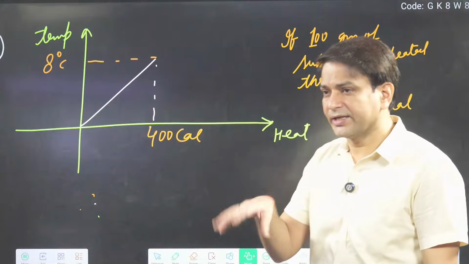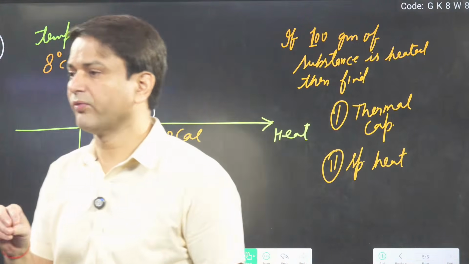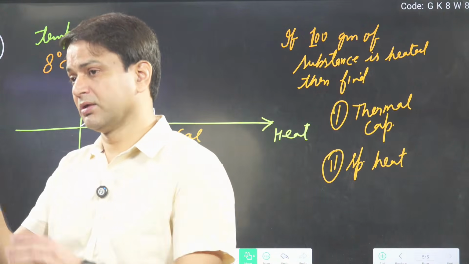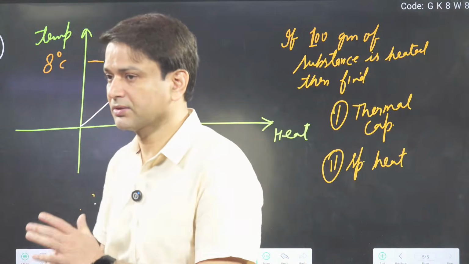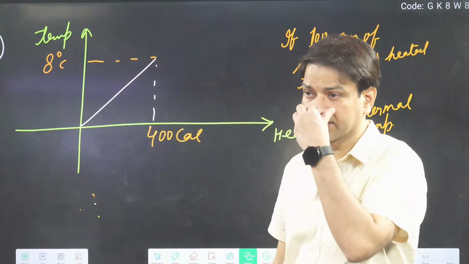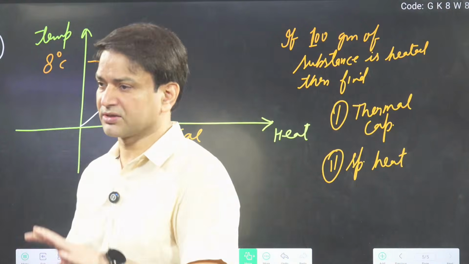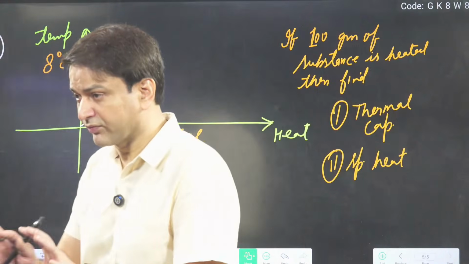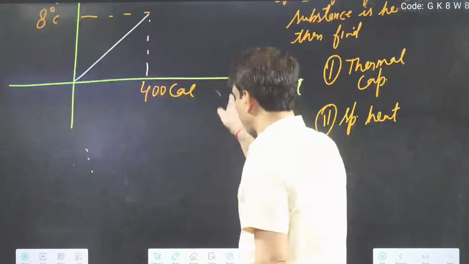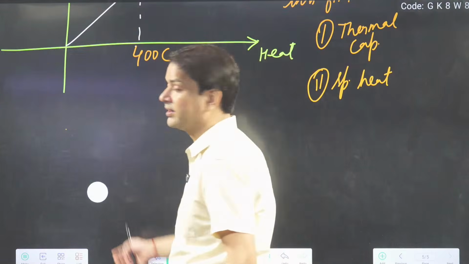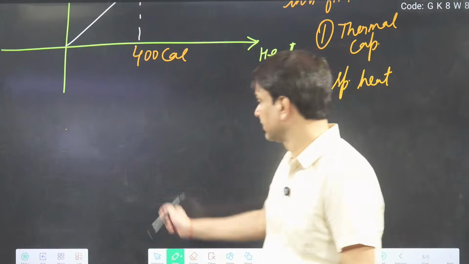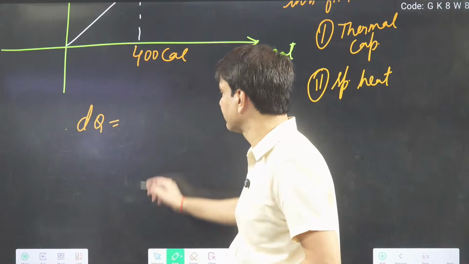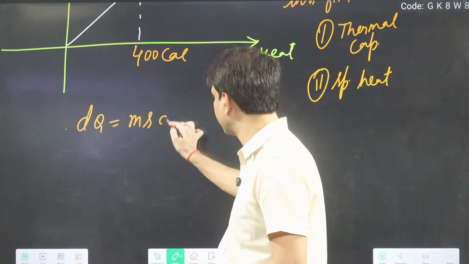When I'm plotting the heat on the x-axis and the temperature on the y-axis, everybody has to know what the slope will represent in this, which quantity. Suppose I plotted the graph between heat and temperature and I'm getting a straight line. Then the slope represents which quantity, that we have to know. So for a small heat, I can say dq. dq is small heat. For the small heat, I can say ms into d theta.